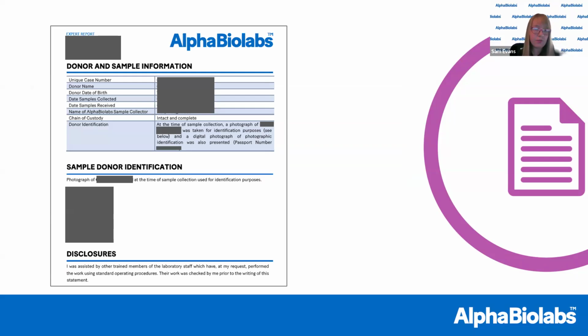Then we have the donor and sample information. So this section includes the sample donor's full name and date of birth, plus the sample collection and receipt dates. It also records who collected the sample, confirms whether the chain of custody was intact, and includes a photograph of the donor as well as photo ID if it was provided. If there are any issues, like an unclear chain of custody, we contact the instructing party. If it can't be resolved, a recollection may then be necessary.